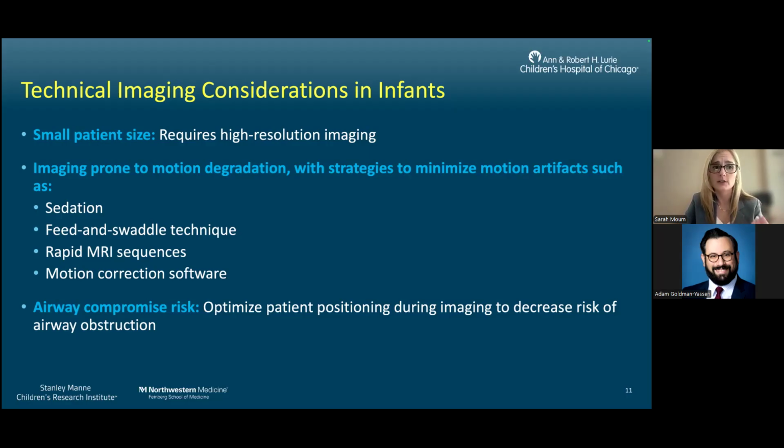One important consideration to keep in mind when imaging all of these patients, especially when there's a large lesion under assessment, is to be very mindful, especially if sedation is going to be done, and coordinate with anesthesiology. There should be multi-care discussion about how patients are going to be imaged and patient positioning, again, just important to preserve the airway and avoid obstruction.